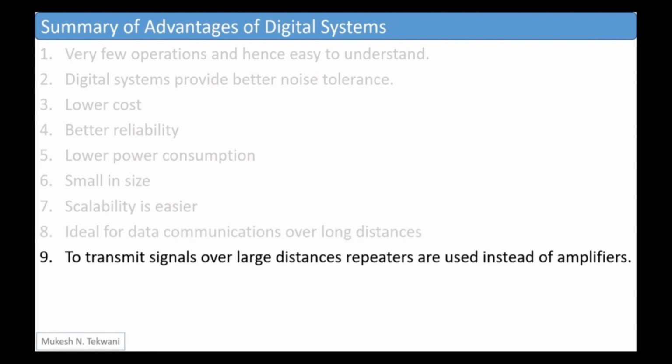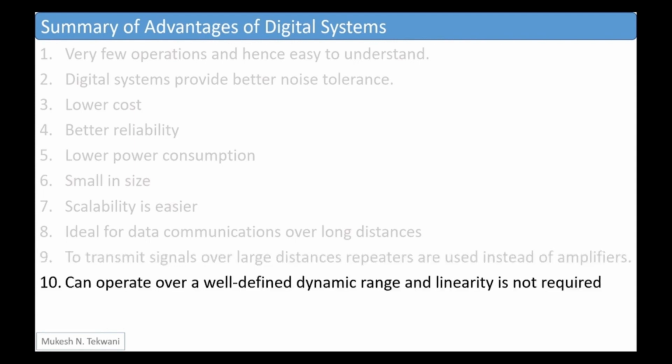You transmit signals over large distance. We can use repeaters instead of amplifiers. They can operate over a well-defined dynamic range. Linearity is not required.